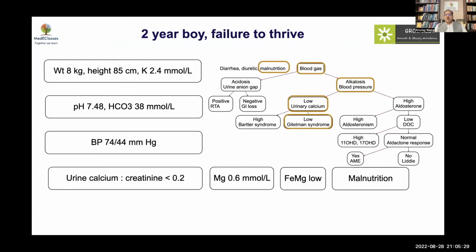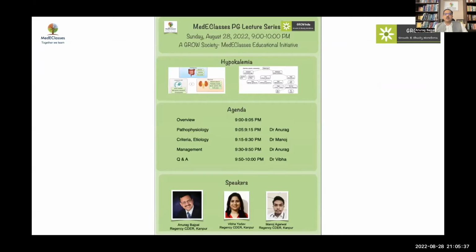So we need to have a comprehensive assessment with regards to the evaluation before we reach a particular cause, because that cause deserves a specific treatment in that perspective. So as discussed, we'll touch base on pathophysiology, followed by criteria and etiology, management, and then we'll go forward from that perspective.